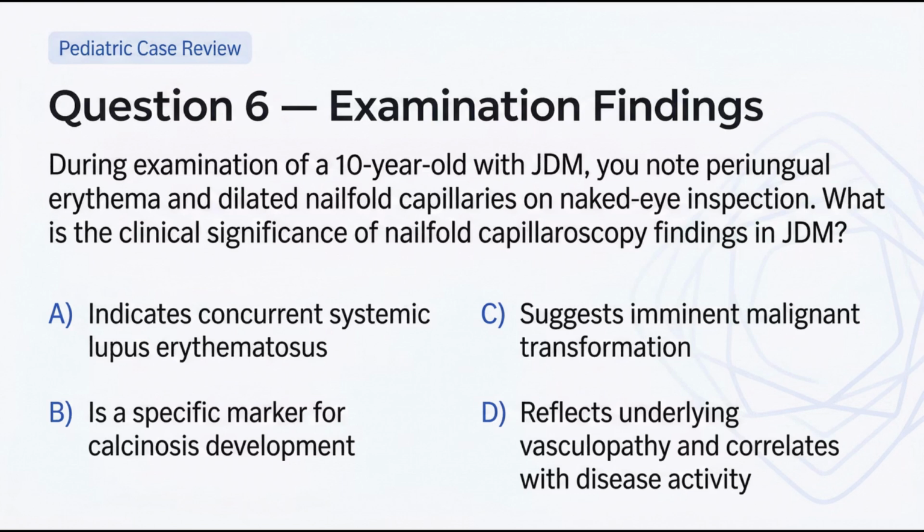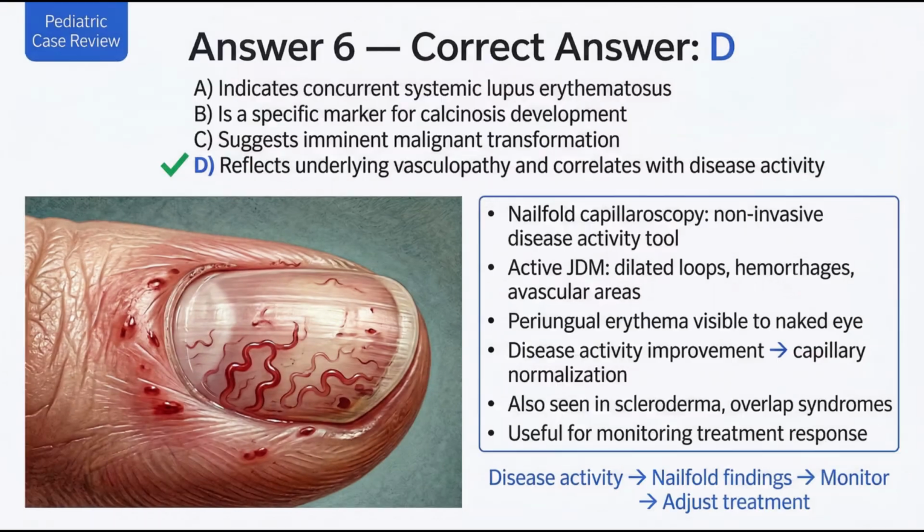Option A. Indicates concurrent systemic lupus erythematosus. Option B. Is a specific marker for calcinosis development. Option C. Suggests imminent malignant transformation. Option D. Reflects underlying vasculopathy and correlates with disease activity. The correct answer is option D. Reflects underlying vasculopathy and correlates with disease activity.